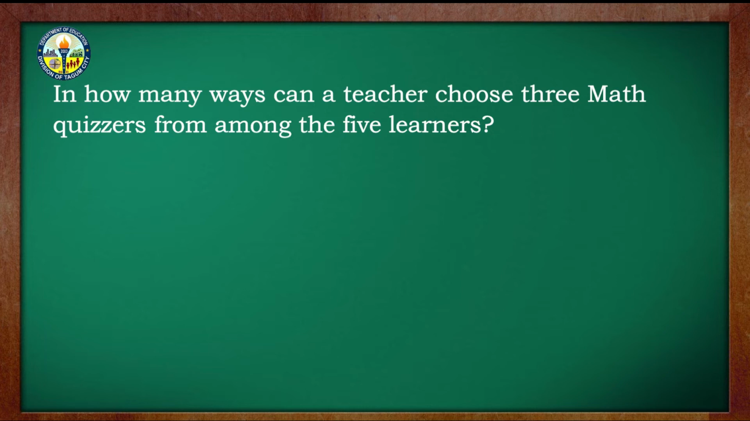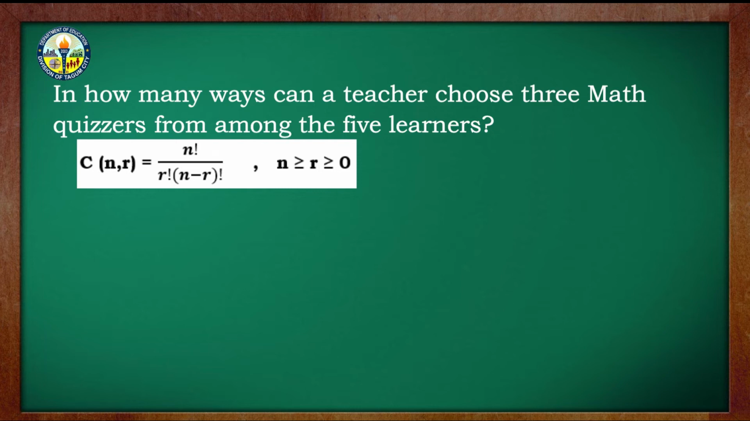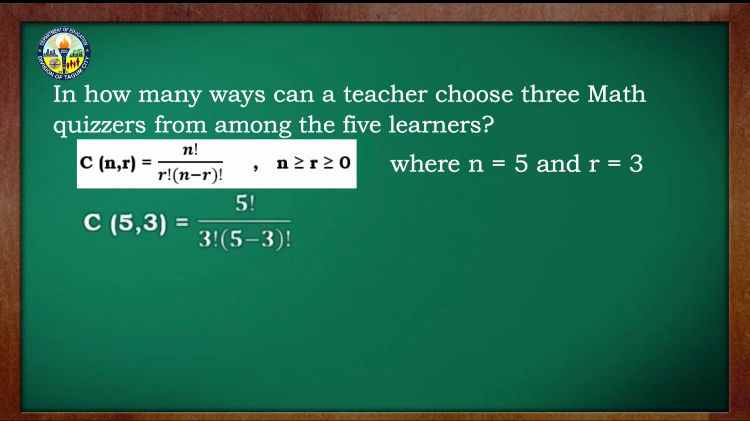How to find the number of possible ways using the formula of combination, which is combination of n taken r at a time equals n factorial over r factorial times the quantity of n minus r factorial, where n is equal to 5 and r equals 3. So, combination of 5 learners taken 3 at a time is 5 factorial over 3 factorial times the quantity of 5 minus 3 factorial. Then, subtract 5 and 3, and this becomes 2. That is 5 factorial over 3 factorial times 2 factorial.